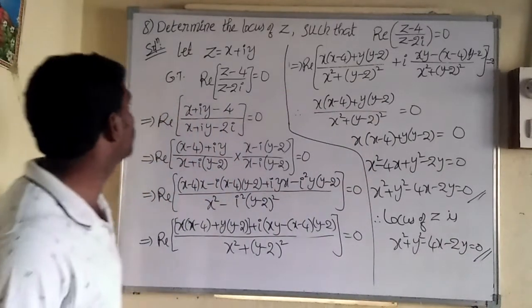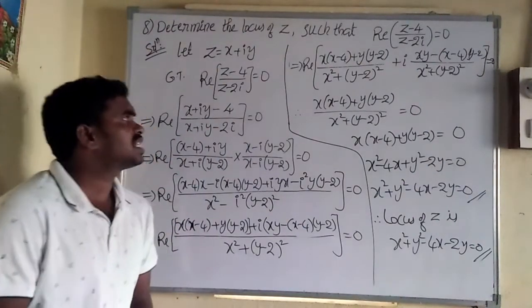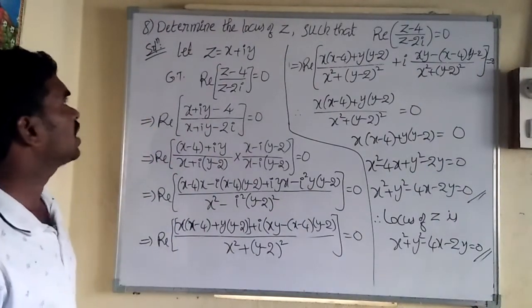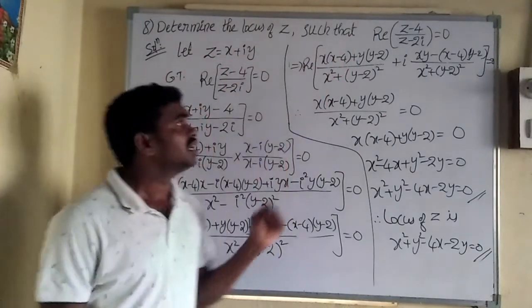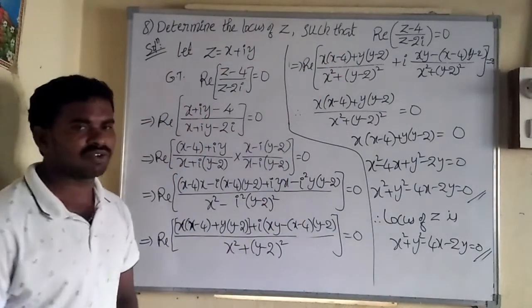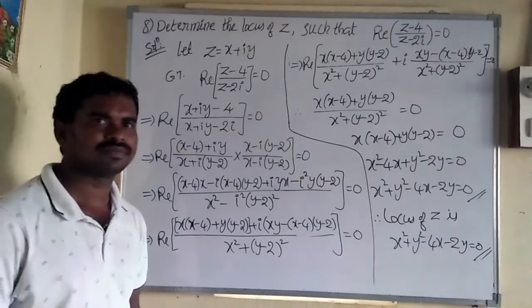Okay, now as I told you, both the 7th and 8th are most probably the same kind of sums. This one asked for the real part of z. Let us see one more question in this kind of locus of z. The 9th question I am going to take.